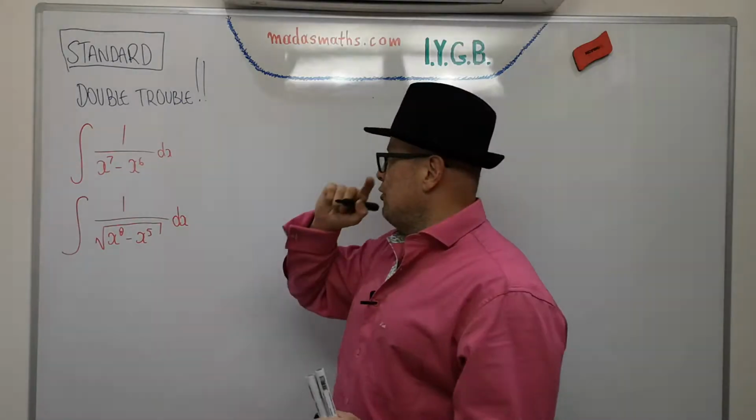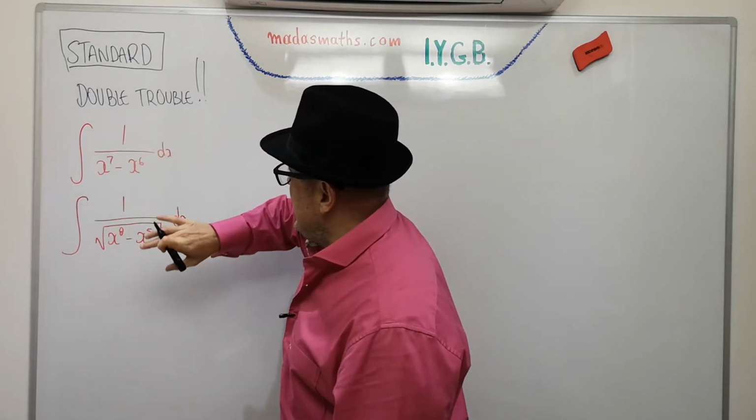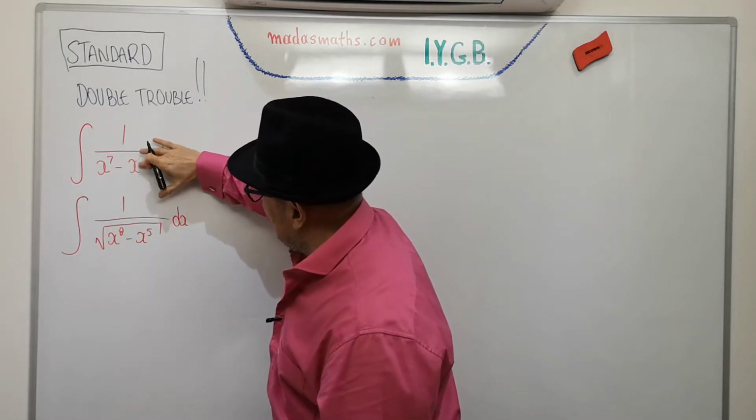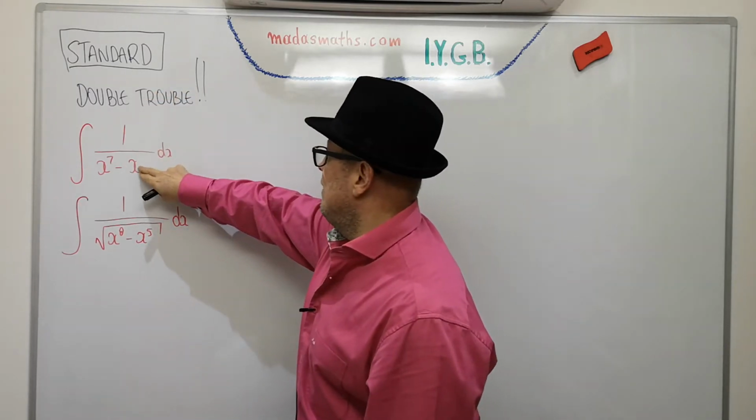Okay, let's look at the first one first of all. In fact, I made a mistake in there. It shouldn't be x to the 7 minus x to the 6. It should be just x to the 7 minus x and nothing else in there.